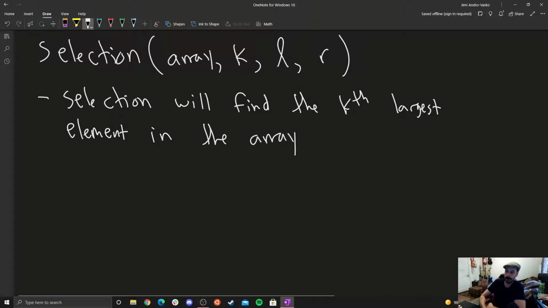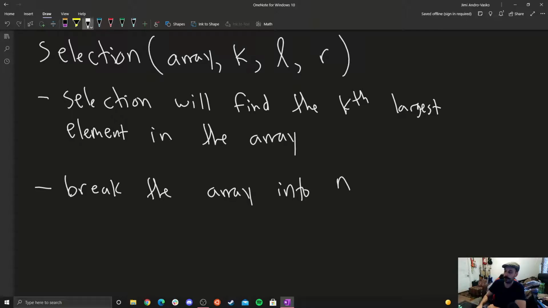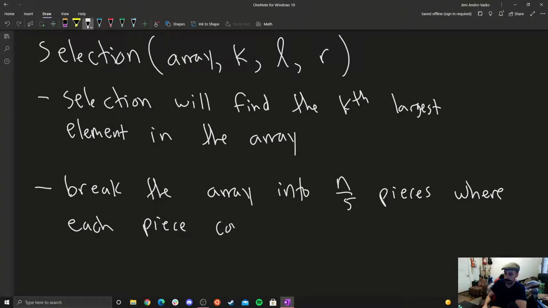So the details of the algorithm. What's going to happen is we have to break the array into n over 5 pieces where each piece contains 5 elements. So the key here is 5. That's like the magic number for this algorithm.